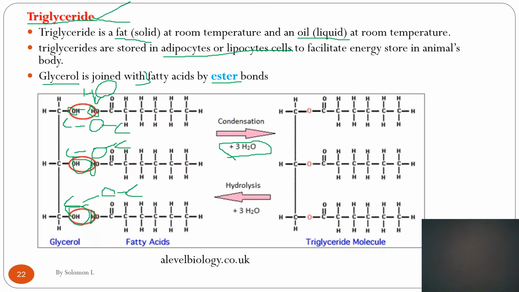So to sum up, from 1 glycerol and the 3 fatty acids, immediately 1 triglyceride molecule is formed and 3 water molecules are liberated. The process is known as a condensation reaction. If 3 water molecules are added to a triglyceride molecule, immediately 1 glycerol and the 3 fatty acids are produced back.